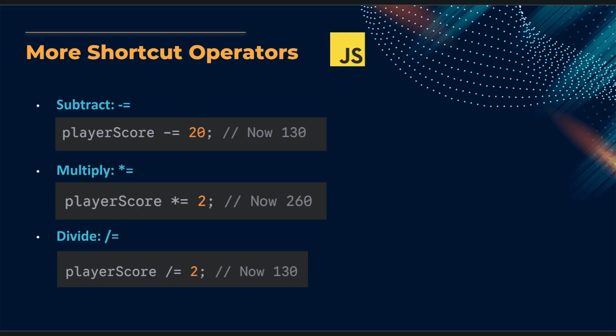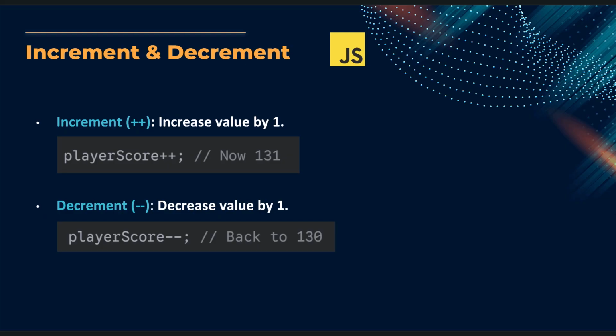Division and equal. This divides and assigns. If you want to halve the playerScore, we can write playerScore /= 2. Now playerScore is 130. There are also plus plus and minus minus. These are super simple. Plus plus increases a value by 1.